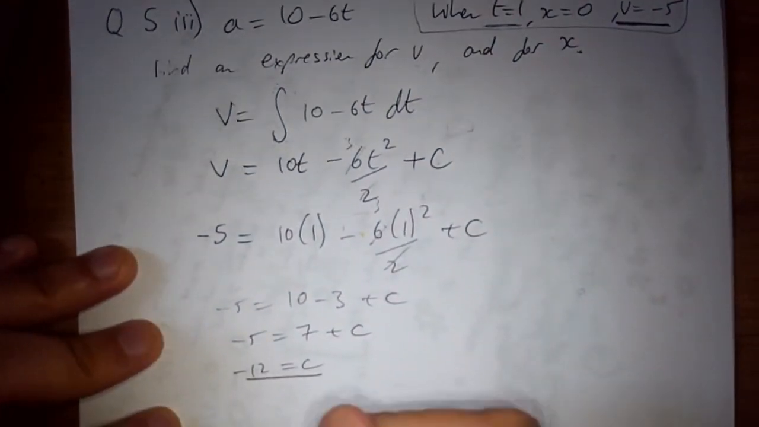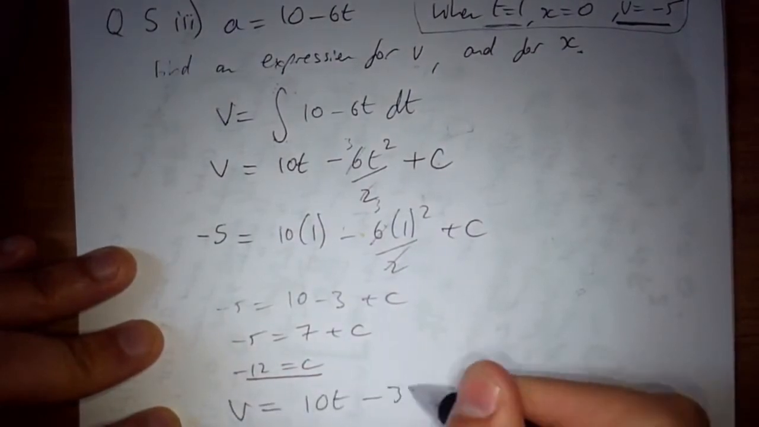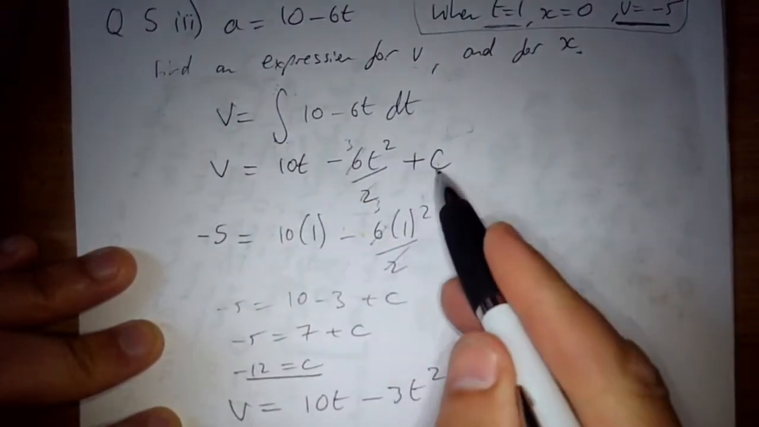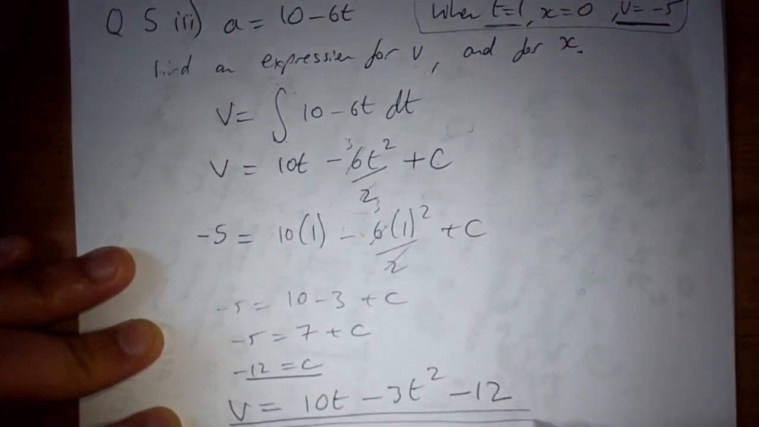Okay, so to finish the first part of the question off, we're just going to rewrite our expression for v from here with the c replaced with this -12 that we worked out. So there it is there. That is the first part of the question.